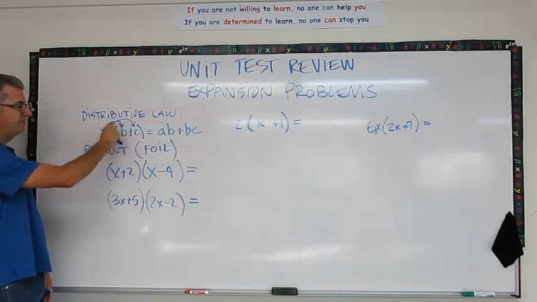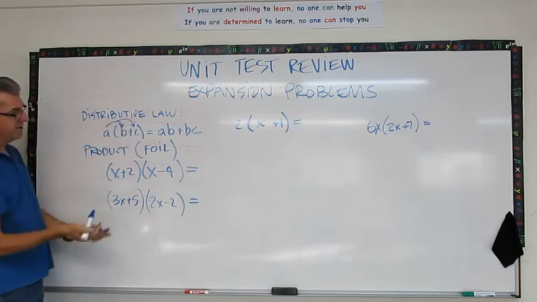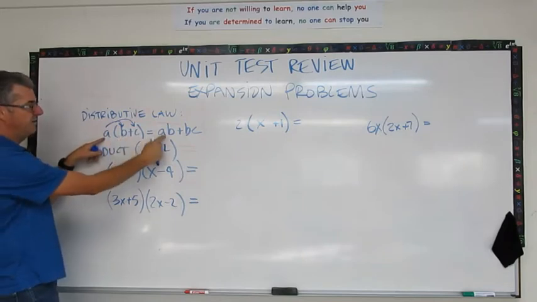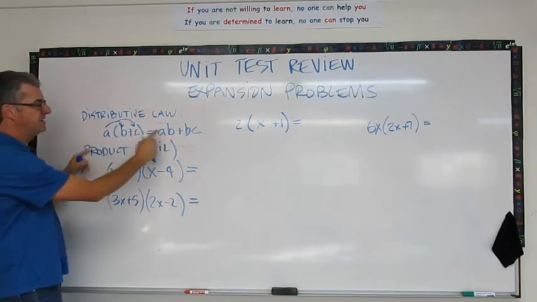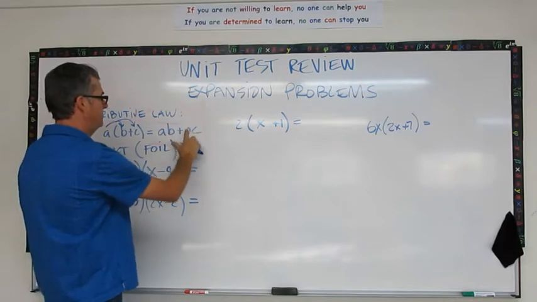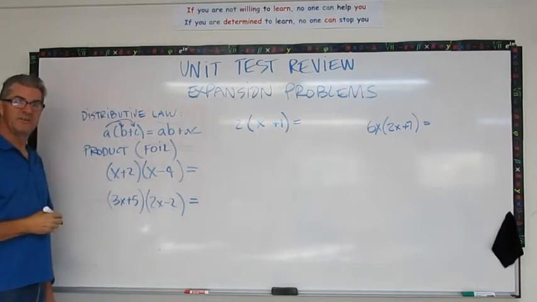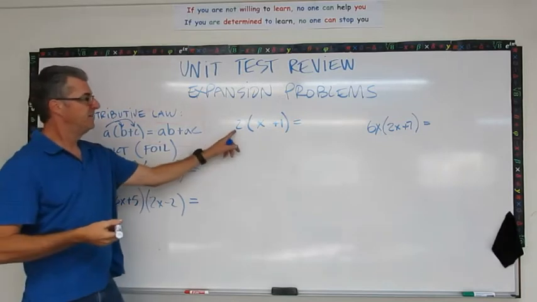Some people are calling this the rainbow. If you need to draw your arrows there to keep track, that's great. So what happens is I did a times b, I got my ab, and my a times c, I got my, it's not bc, it's ac. There you go. Okay, so let's do an example.